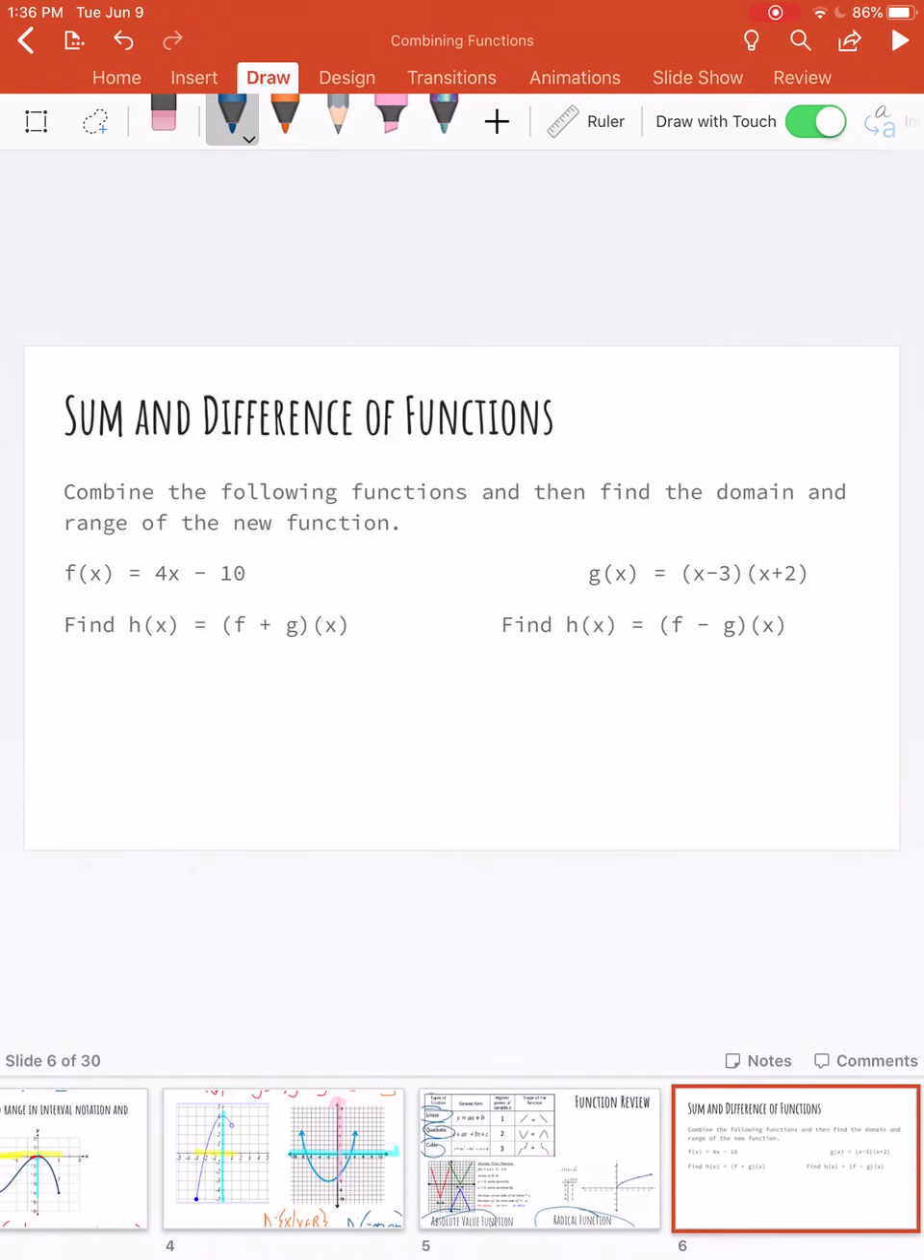Sum and difference of functions. So now what we're going to do is, sum means add, so difference means subtract. So we're just going to add and subtract functions. So we'll start with the first one.